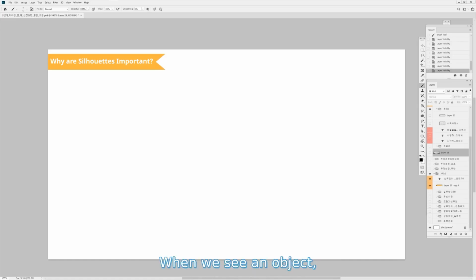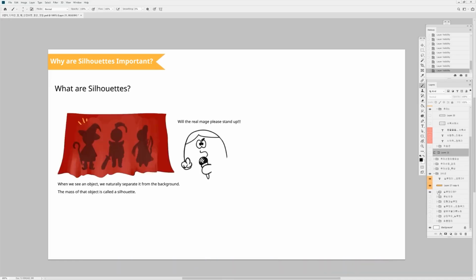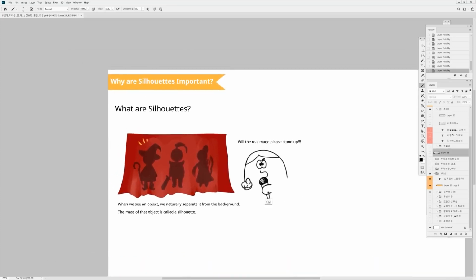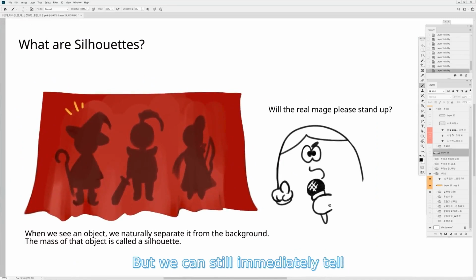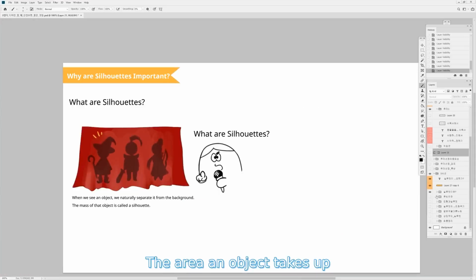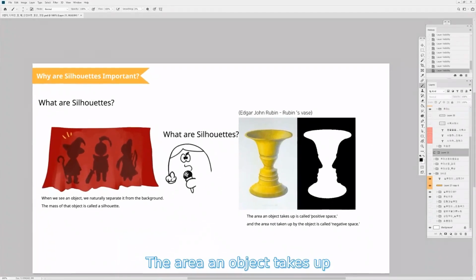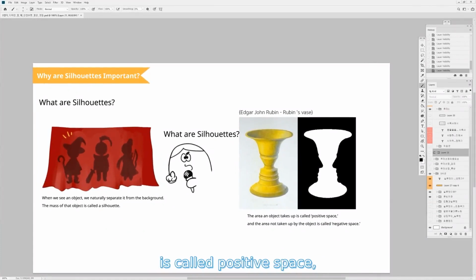When we see an object, we naturally separate it from the background. I'll show you. The mass of that object is called a silhouette. On this curtain, we can only see the silhouettes, but we can still immediately tell which one the mage is. The area an object takes up is called positive space, and the area not taken up by the object is called negative space.